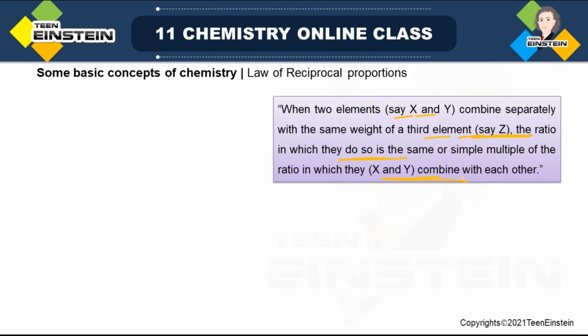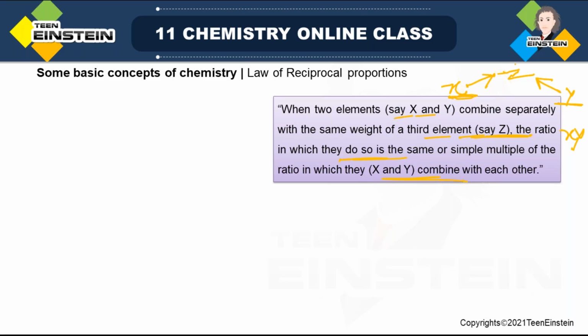Read it carefully. It is to some extent more complex than the previous laws that we have discussed. But with a proper example, it will be clear. Again, I am saying two elements X and Y, they are combining separately with a fixed mass of a third element. So X is reacting with Z, then Y is also reacting with Z. Fine. And they are forming two different compounds. Suppose XZ, YZ. Now it is also possible that X and Y, they are reacting with each other and they are forming, suppose XY. So that is another compound.